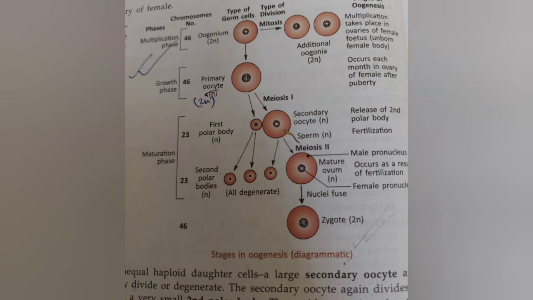Okay, now this first polar body, what is this first polar body? In the first meiotic division, or the meiosis 1 cell division, the primary oocyte divides into two unequal haploid daughter cells. As you can see, one is very big, one is very small. Both are haploid daughter cells: a large secondary oocyte, this one, and a very small first polar body, this one. This is the first polar body.